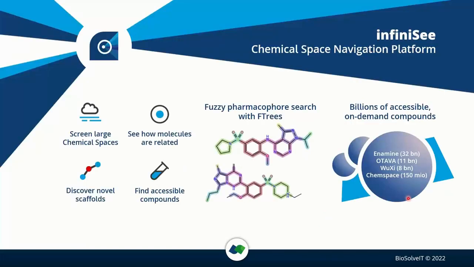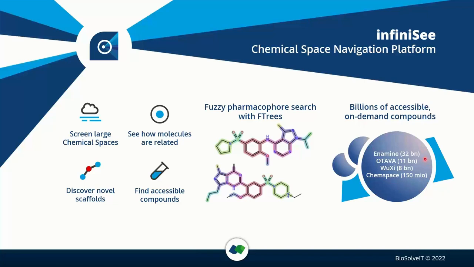So now I'd like to introduce you to Infinity, our chemical space navigation platform. What Infinity does, it screens the vast chemical spaces. It shows you how the molecules are related. Our algorithm behind this one is called F-trees, which is our fuzzy pharmacophore search, which is very great for scaffold hopping. And the best part about Infinity is that the compounds you find are accessible, which means you can synthesize them yourself or buy those compounds.